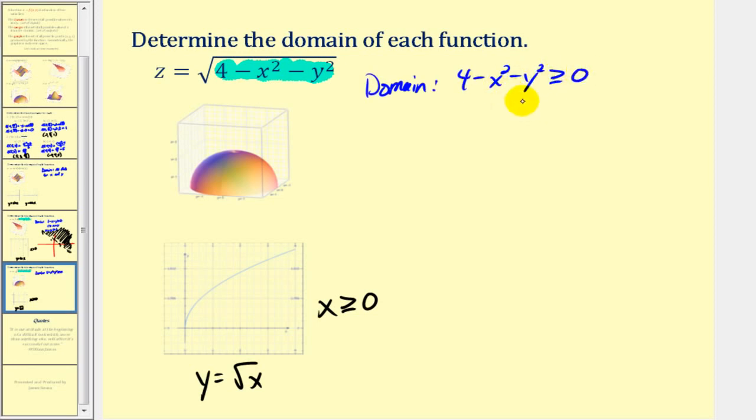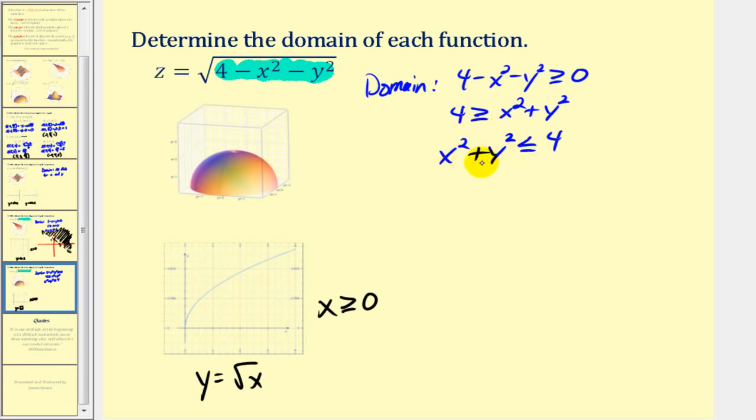But normally it's not left in this form. Let's go ahead and move the x squared and y squared terms to the other side, and that would give us 4 greater than or equal to x squared plus y squared. And now we'll switch this around, meaning we have x squared plus y squared must be less than or equal to 4. And again, let's go ahead and graph this domain on the xy plane.